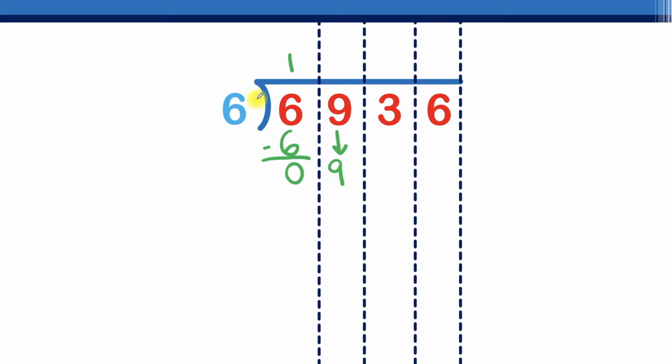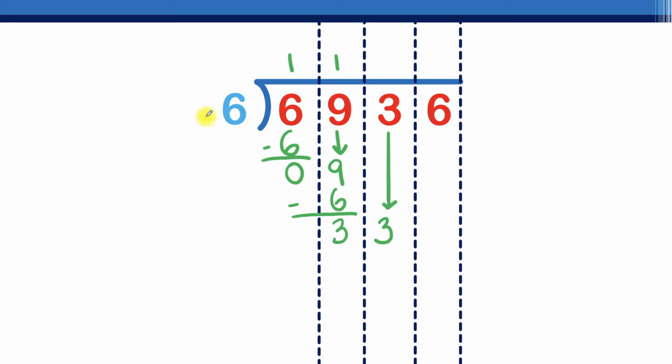So how many times can 6 go into 9 without going over? Again, that's just 1, because 1 times 6 is 6. Then we'll subtract what we have here. 9 minus 6 is 3. So I'll write 3 here, and then look at the next column and bring that value down. And then repeat the process.